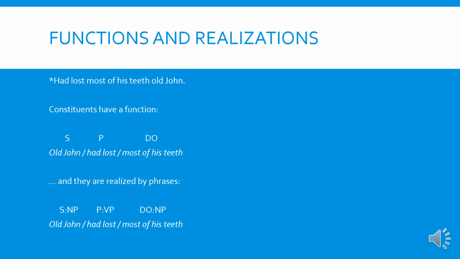And as you can see, a noun phrase can have different functions. A noun phrase, which is the material, what it's made of, can function as a subject, or function as a direct object. So we say here we have two noun phrases. One functions as a subject, and the other one functions as a direct object.